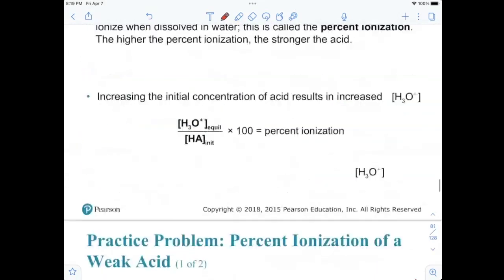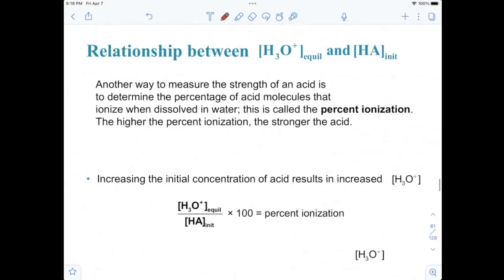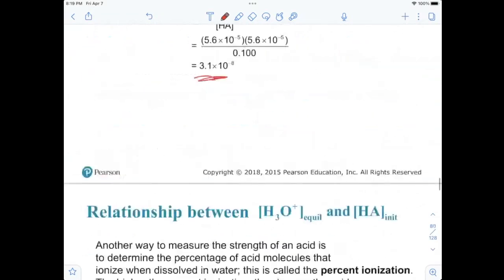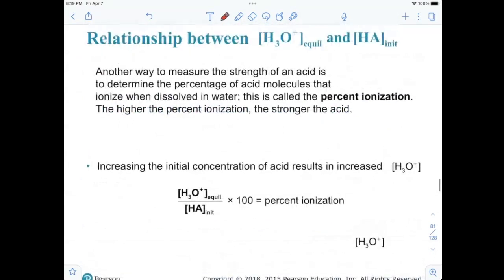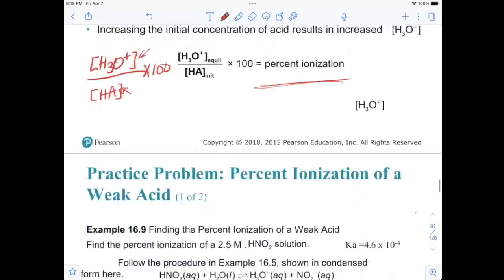Okay, so once we got done with that part, we have one more part to work on, which is percent ionization, right? We're done with this part here. With percent ionization, you want to take the hydronium ion that actually got ionized at equilibrium, or the x, divided by the initial amount of the acid, like we saw before, times 100. If these numbers are the same, you get 100% ionization.